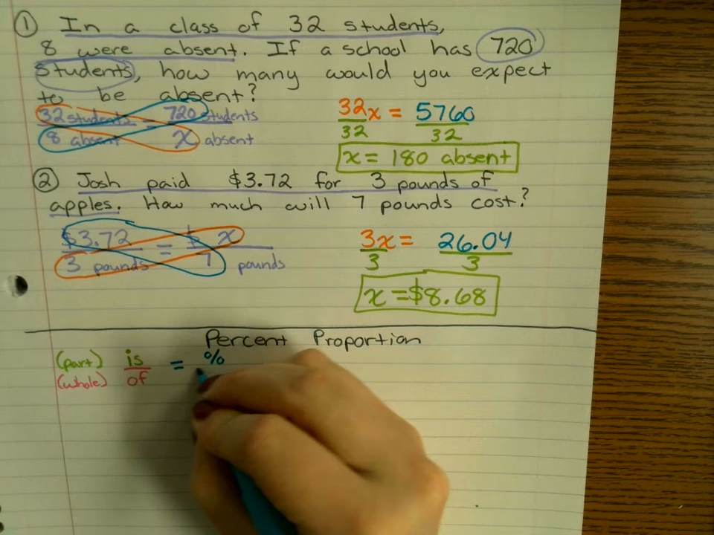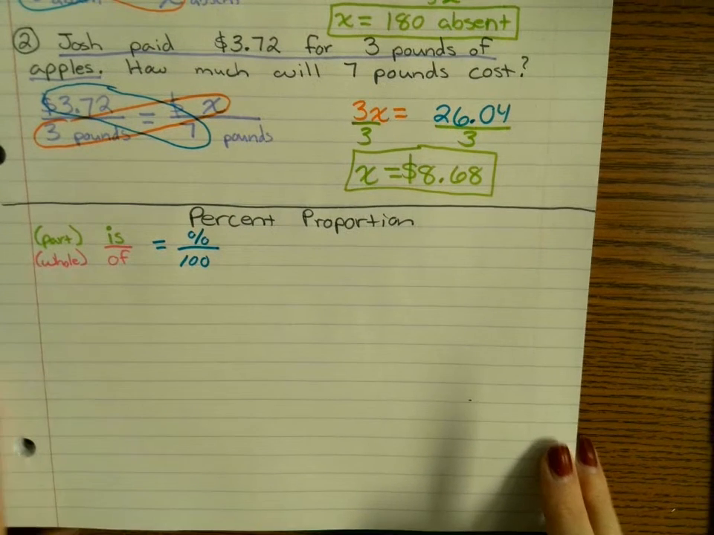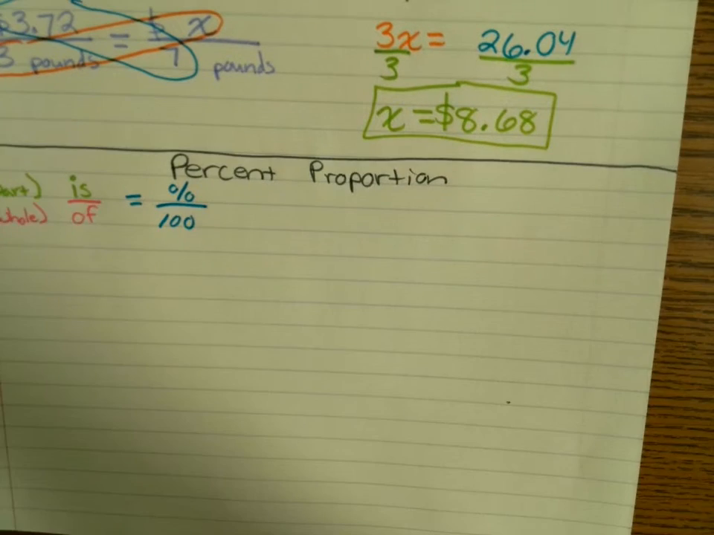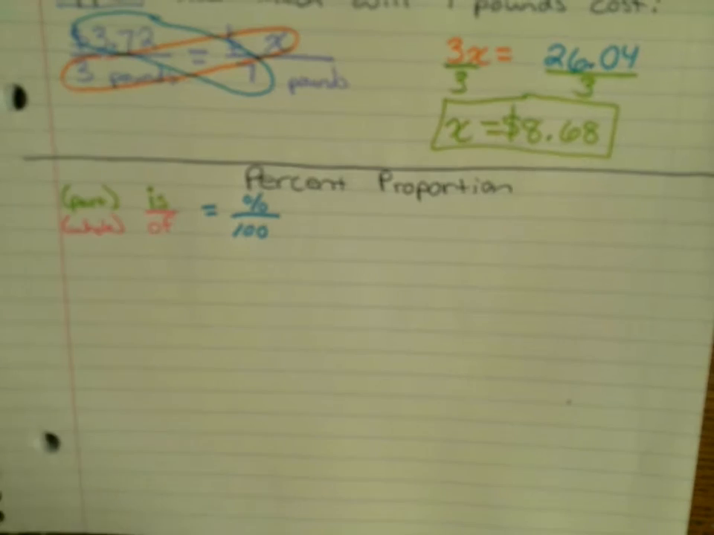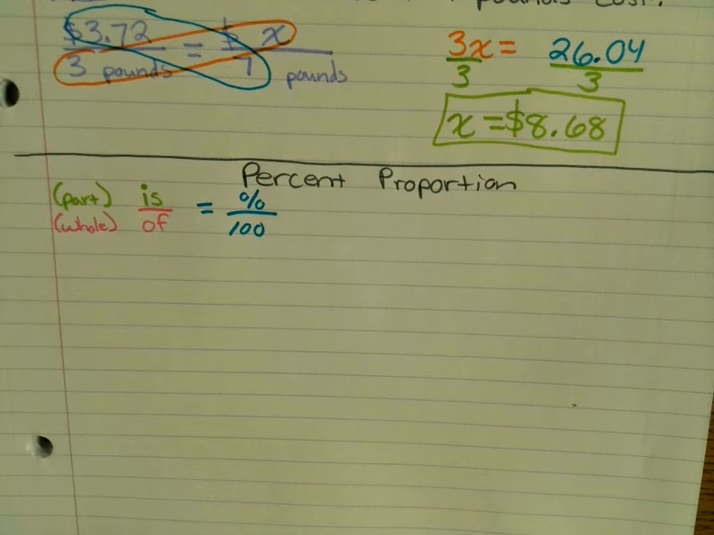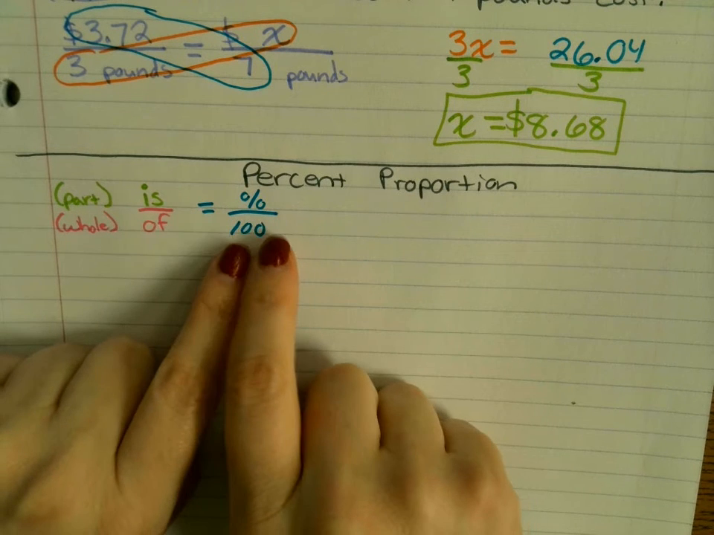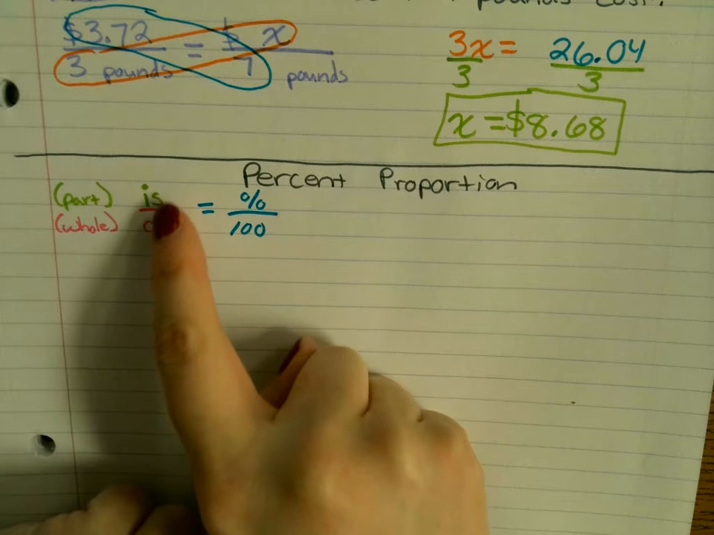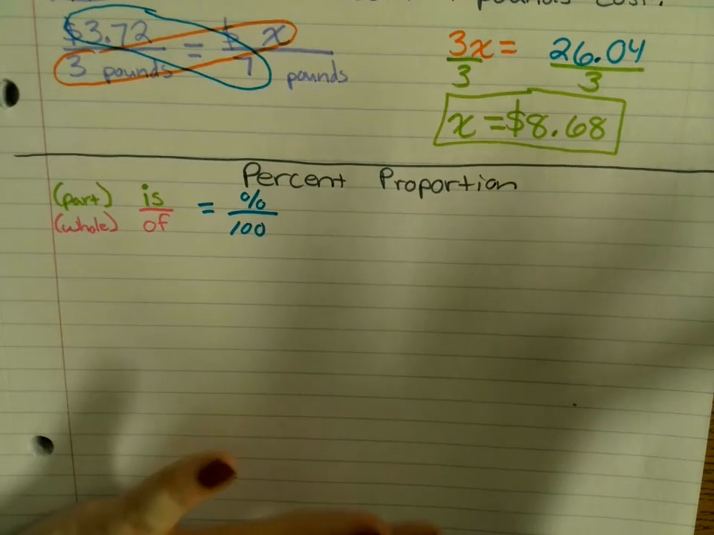And the reason why it's a percentage over 100 is because a percent is always out of 100. So you're looking for the part over the total or the whole and setting it equal to a percentage over 100. 100 is always a constant. That 100 will always be there. It will never change. These three values, is, of, and the percent, 2 of them will be there and 1 of them will be missing, and you'll be identifying which value is missing.